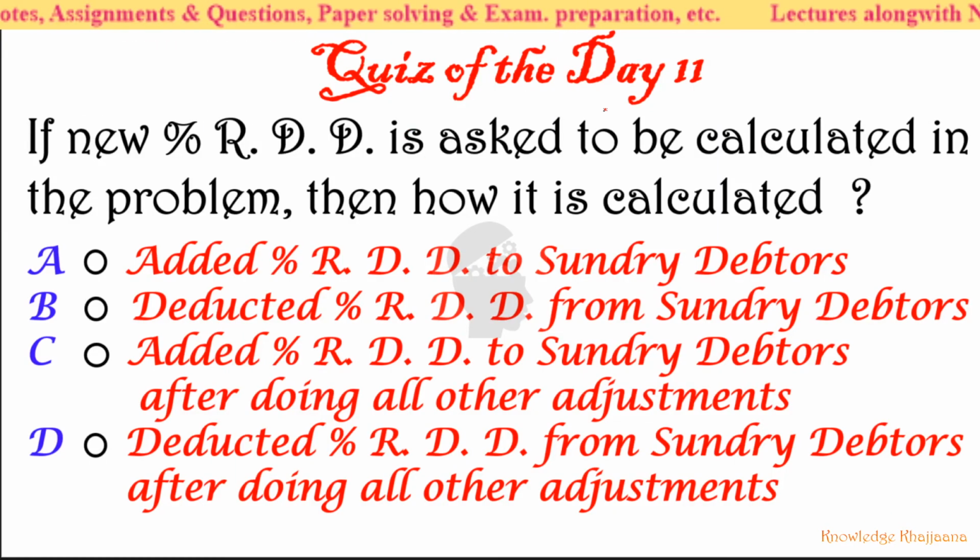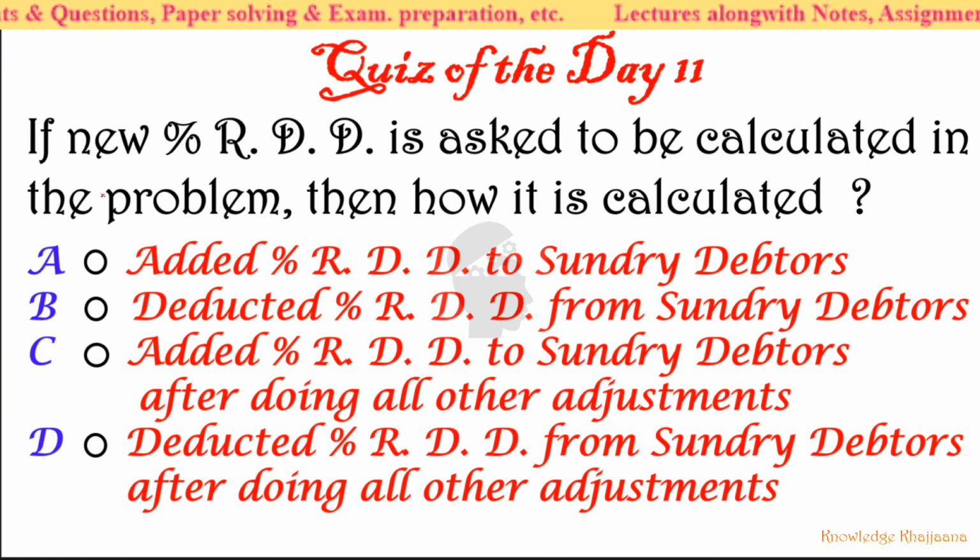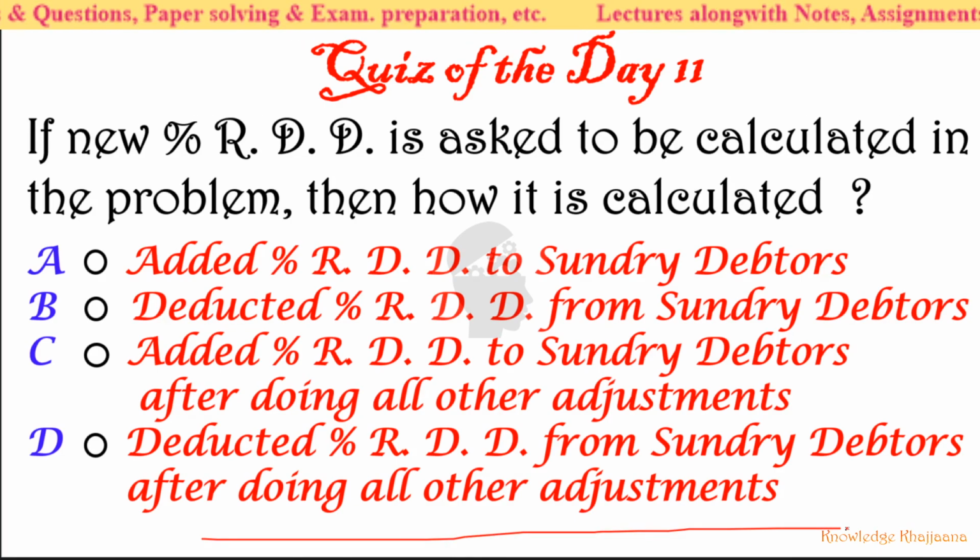Now let's see. What is the quiz of day 11? See, if new percentage RDD, reserve for doubtful debts, is asked to be calculated in the problem, then how is it calculated, how is it recorded? If it is asked in the adjustment to calculate percentage RDD, then how is it recorded? Whether percentage RDD is added to Sundry debtors, or it is deducted from Sundry debtors after doing all adjustments. Okay, read the question properly, read the answer options properly and then give the correct answer immediately.